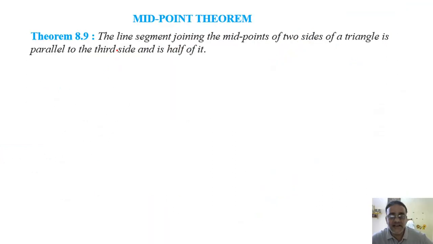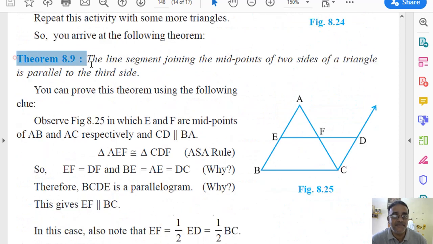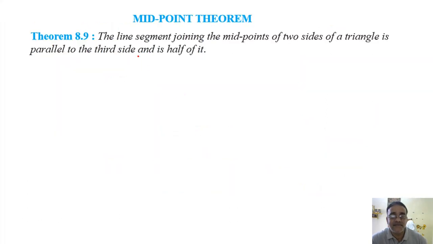The statement is that the line segment joining the midpoints of any two sides of a triangle is parallel to the third side and is half of it. So I will show you in your textbook also. So this is the theorem, theorem 8.9. लेकिन ये थोड़ा इनकम्प्लीट है. देखो यहाँ पे ये वाला पार्ट नहीं दिया है. Up to third side it is given. This is not given. क्लियर?